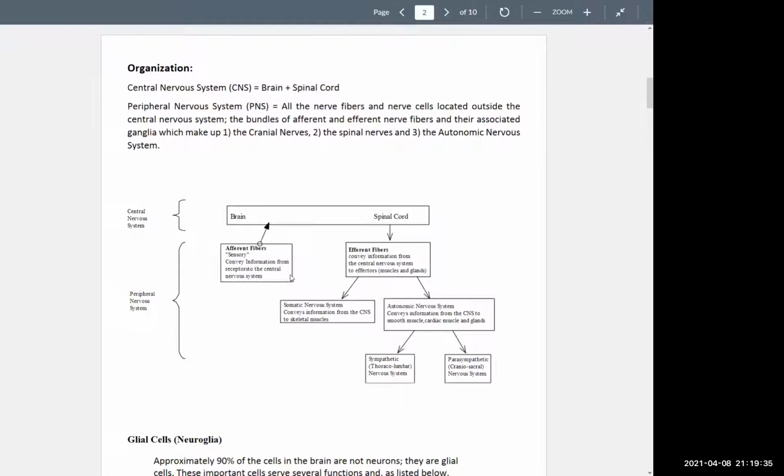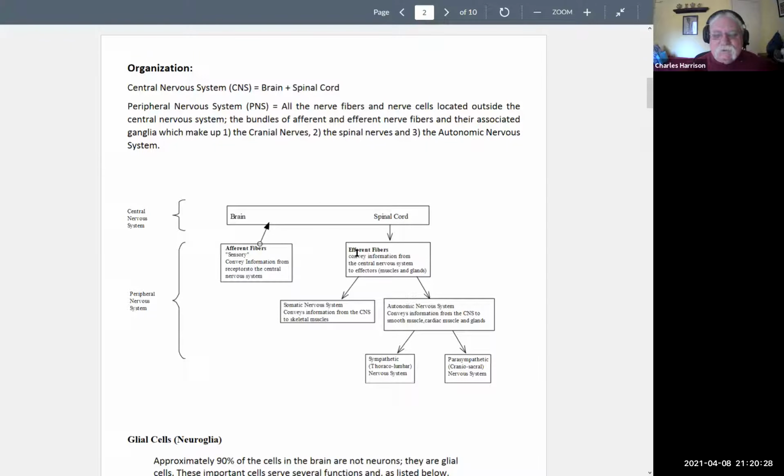Okay. Here's the organization of the nervous system itself. At the top of our chart, with a bracket around it, is the brain and spinal cord, and that is the central nervous system. Everything below it, all these boxes, are the peripheral nervous system. The afferent nervous system, which is part of the peripheral nervous system, is located here. The afferent nervous system, or fibers, are sensory. The efferent fibers, outgoing or motor fibers, are efferent fibers, or the efferent nervous system.